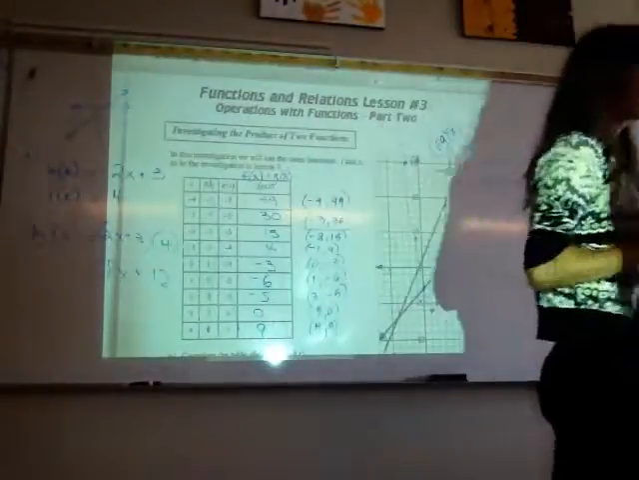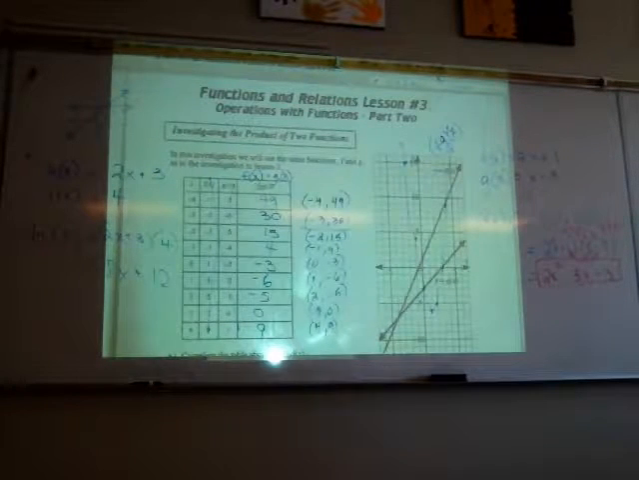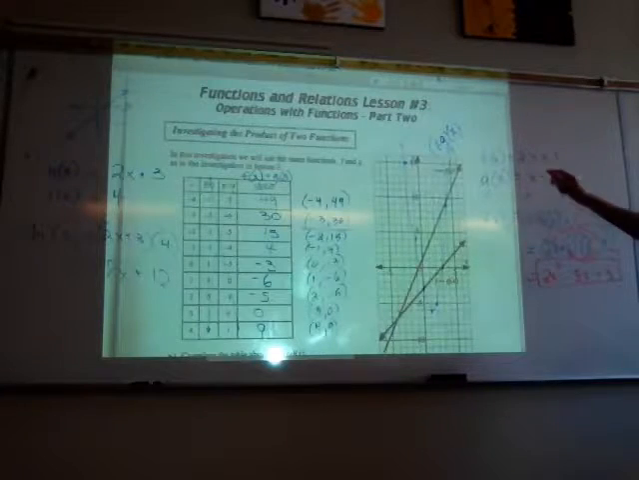Just rewinding a little bit, we're going to skip D. If you were to graph those, you would get the graph that we plotted here, so good job. Part E, we have to determine the domain and the range of this parabola.